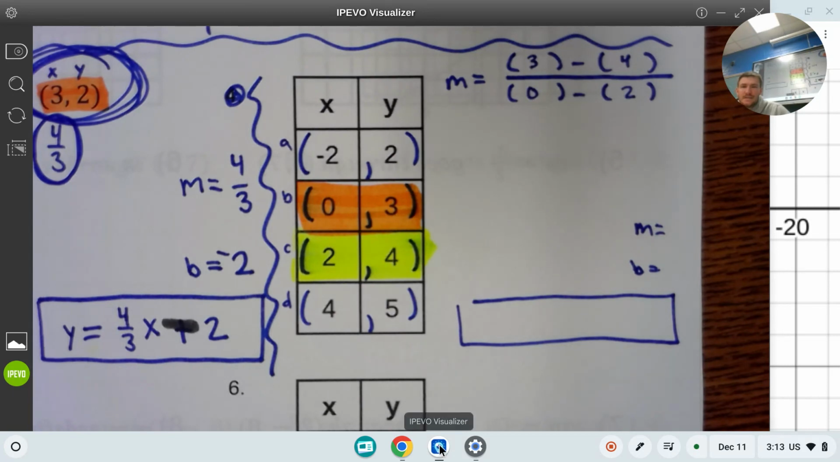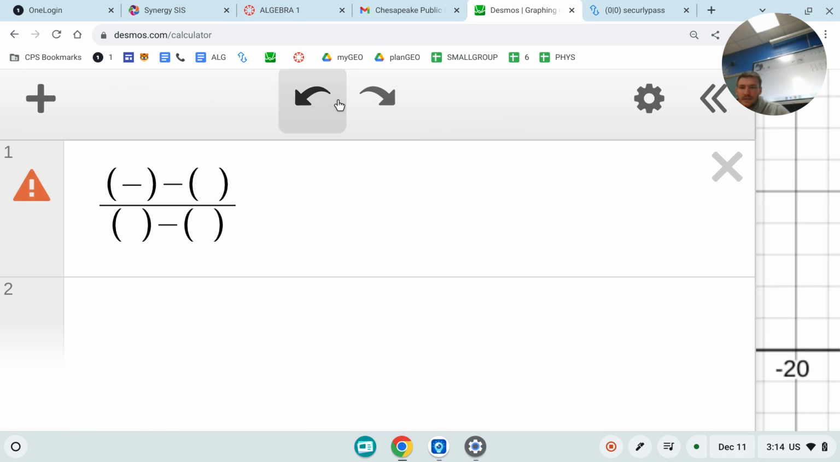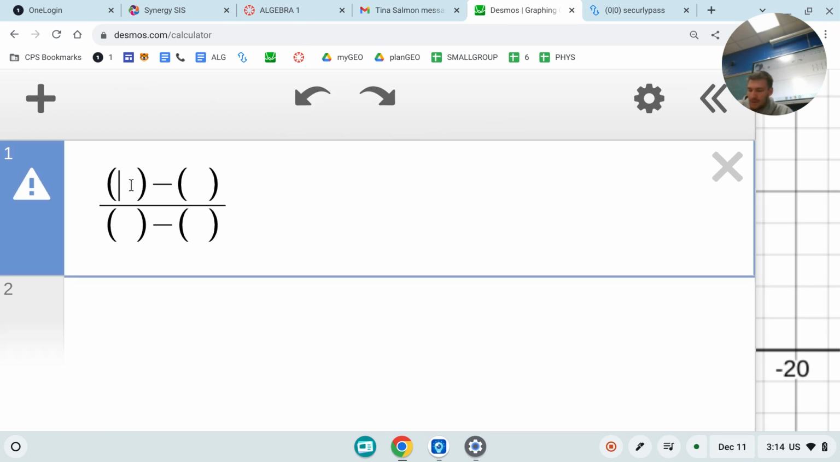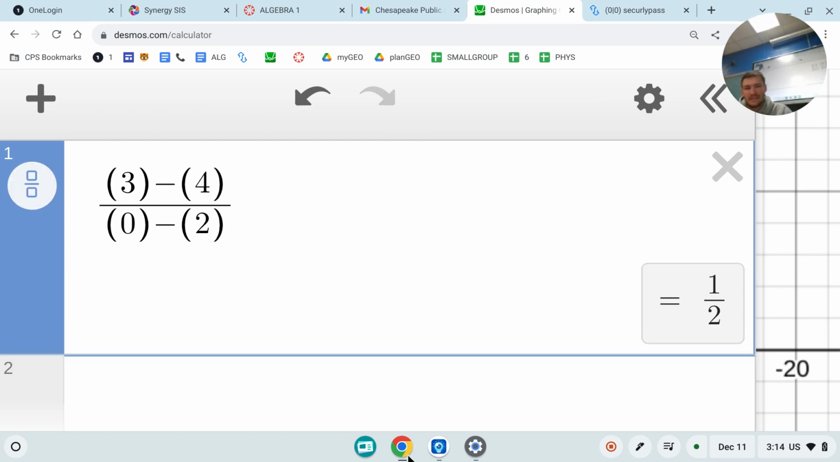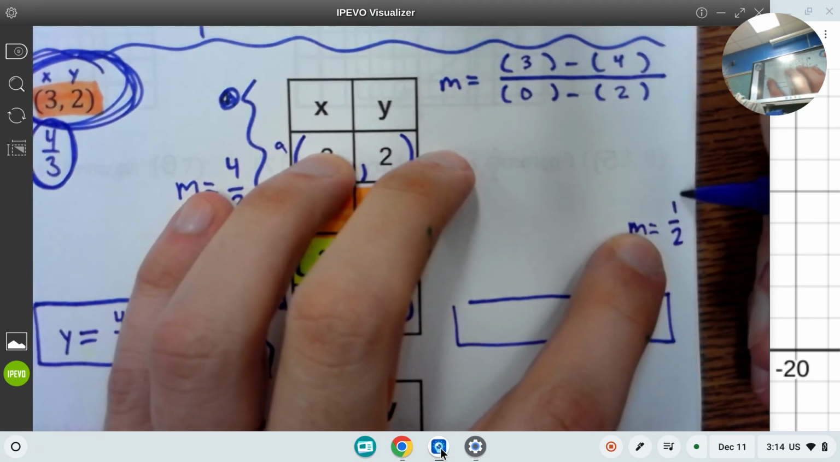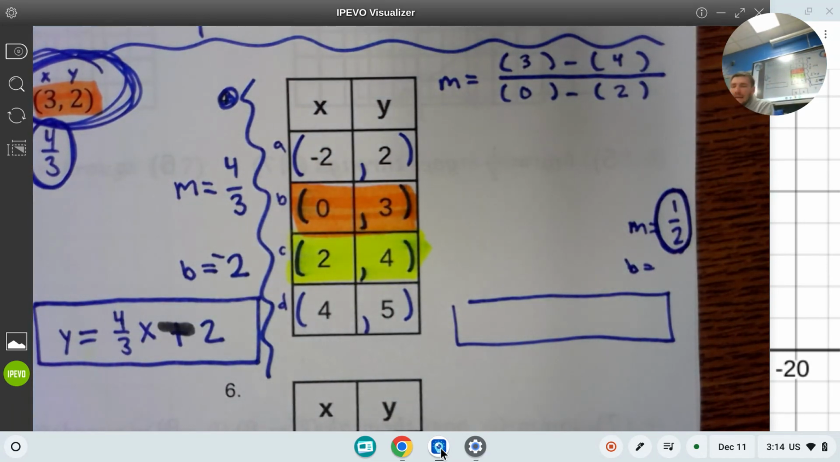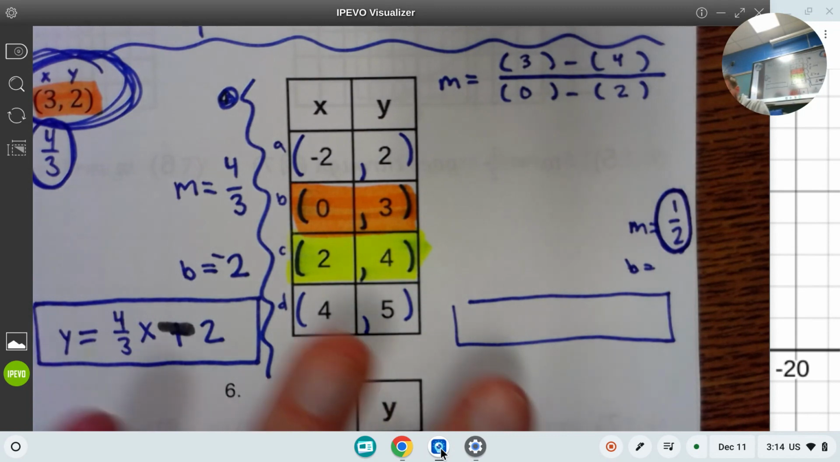I'm going to go to Desmos. I'm going to get that typed in. Hit my undo button. All right. So I got 3 over 0. I got 4 over 2. Desmos says 1/2. M equals 1/2. It doesn't matter which coordinates you choose. You're going to get 1/2 no matter what, if you type it in correctly.